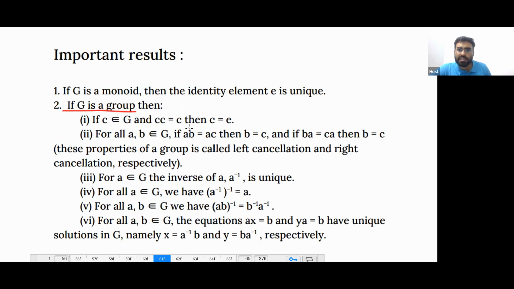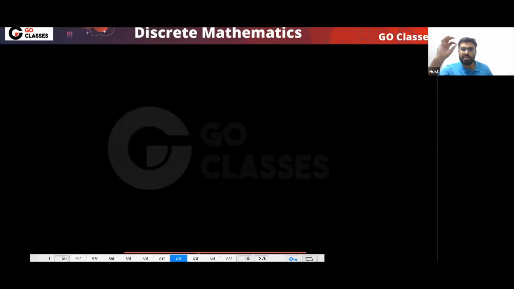If AB equal to AC, then you can cancel. Left cancellation law you can do. A inverse, whole inverse will be A. Inverse is unique. This equation will have unique solution. So all these properties are very important and we have seen all of them.